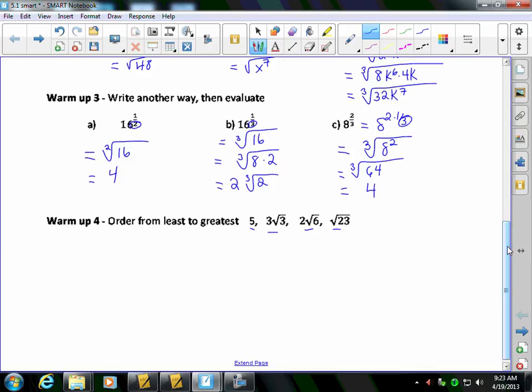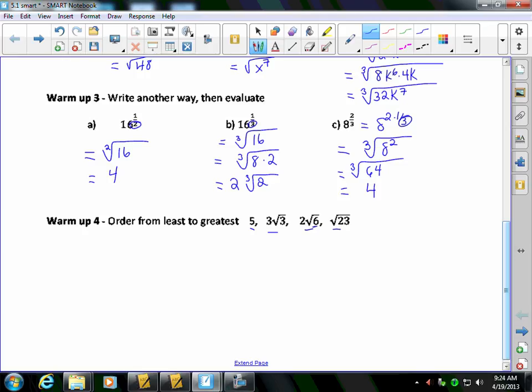So what we want to do with this one, first you see, can you change these so that they all have the same value under the radical sign? And it doesn't work. So then what you need to do is switch them back so that they're all radicals. So we're going from mixed radical to entire radical. So 5. If I want to put that in as a radical, what value will give me a 5 under a radical sign? Right, square root of 25.